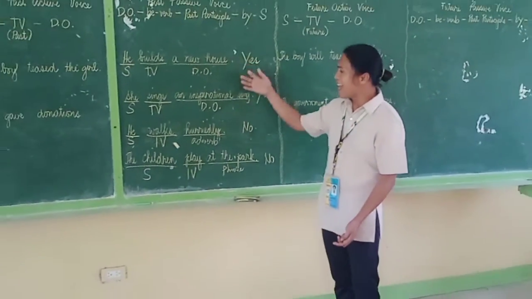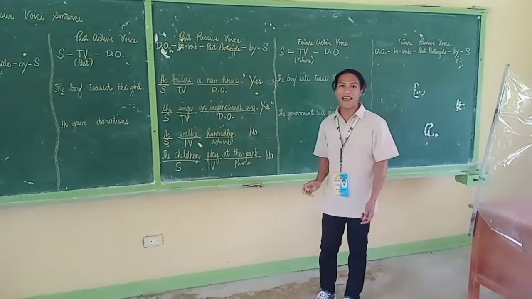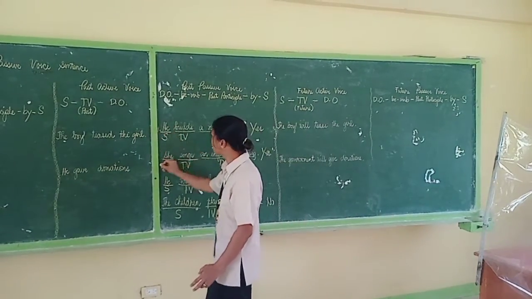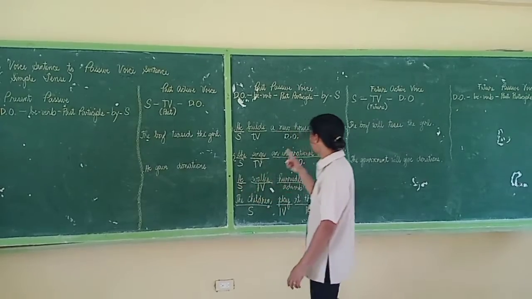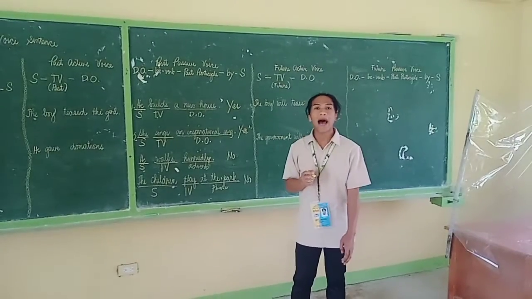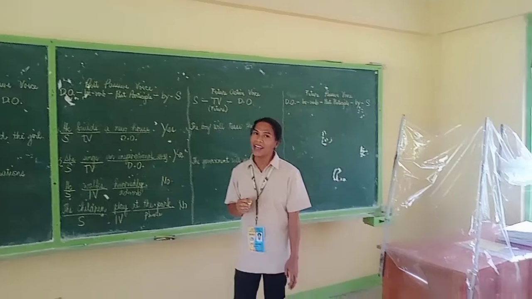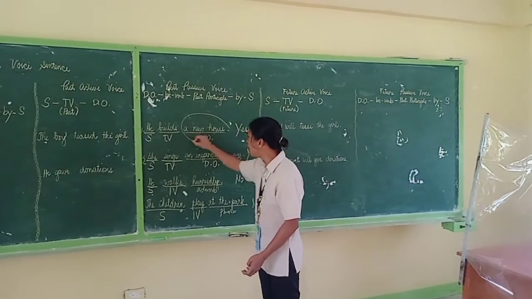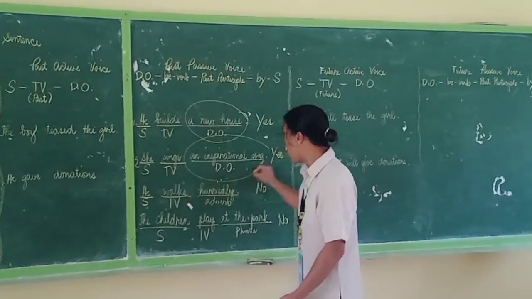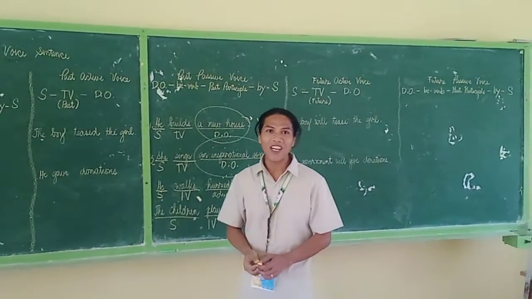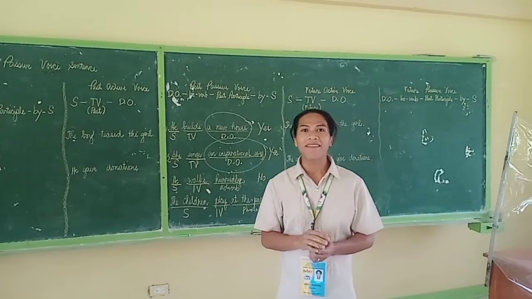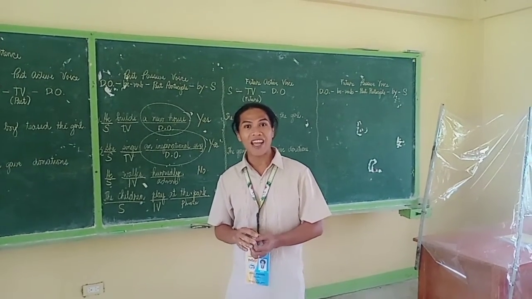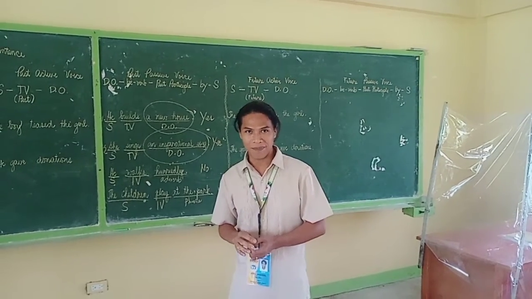So, let us analyze our sentences. Only sentence number 1 and number 2 can be rewritten to passive voice. Why? Because there is what we call a direct object. So again, only active voice sentences which have a direct object can be rewritten to passive voice.